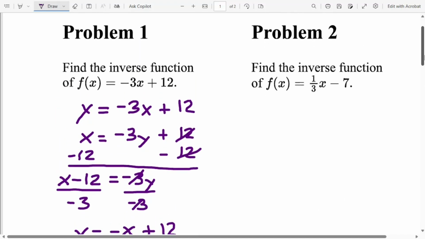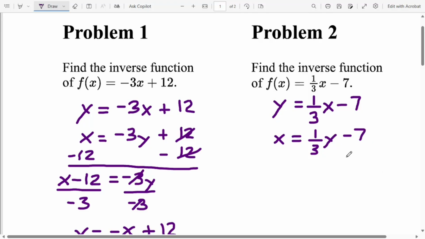So the second one here, we're going to find the inverse function of f of x equals 1/3 x minus 7. So I'm going to rewrite this as y equals 1/3 x minus 7. Now I want to swap x and y, so I'm going to say x equals 1/3 y minus 7.